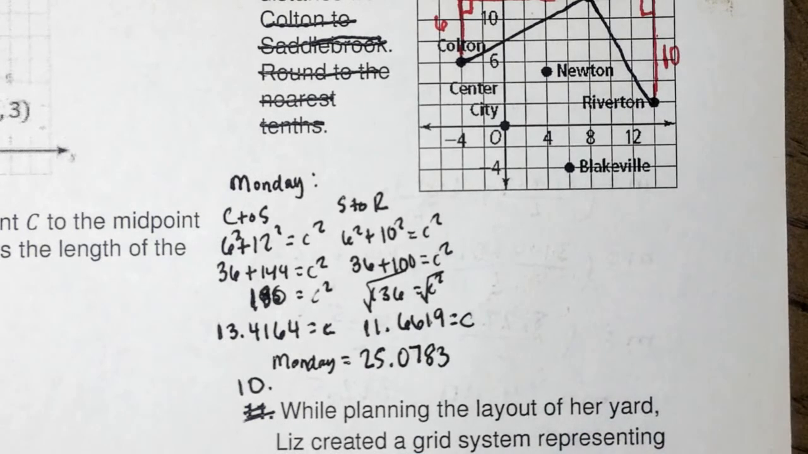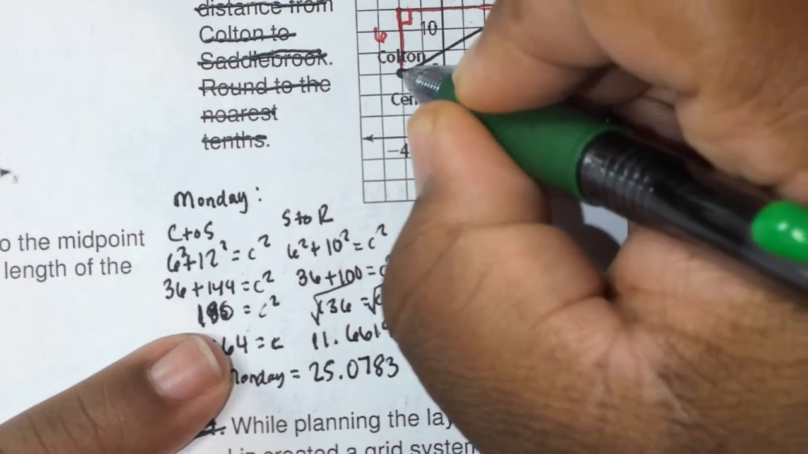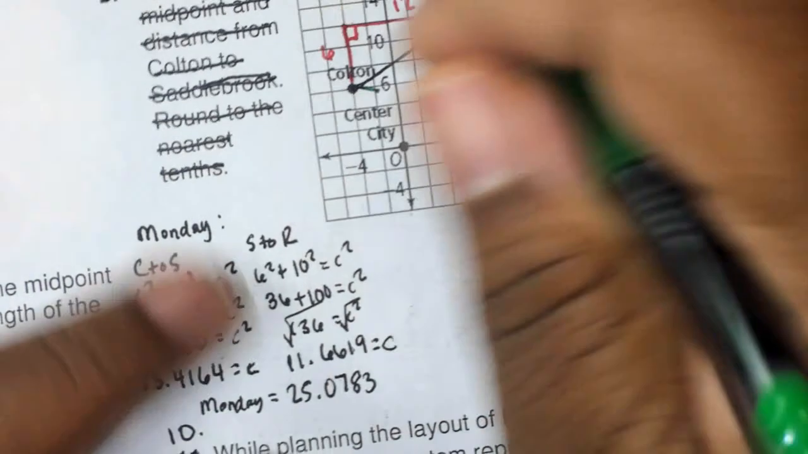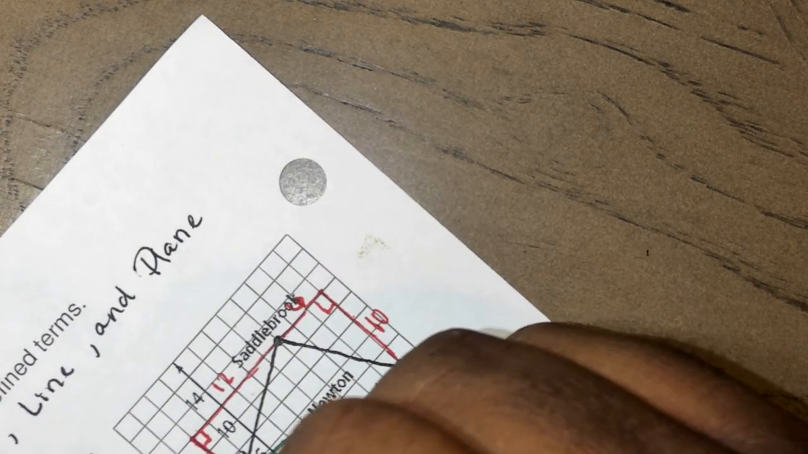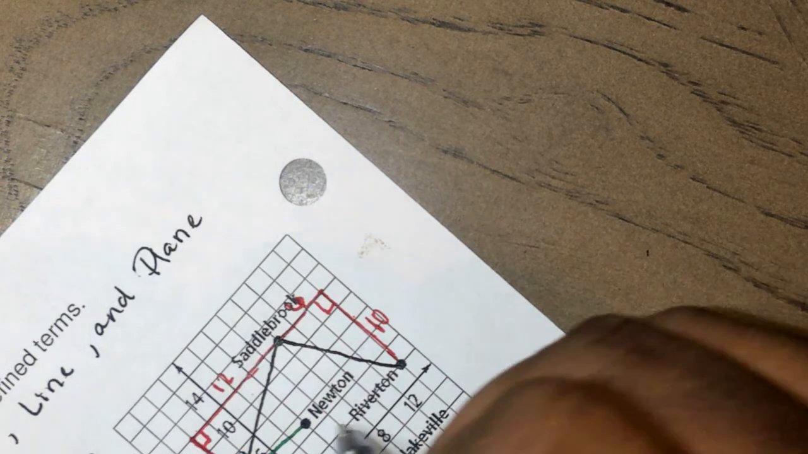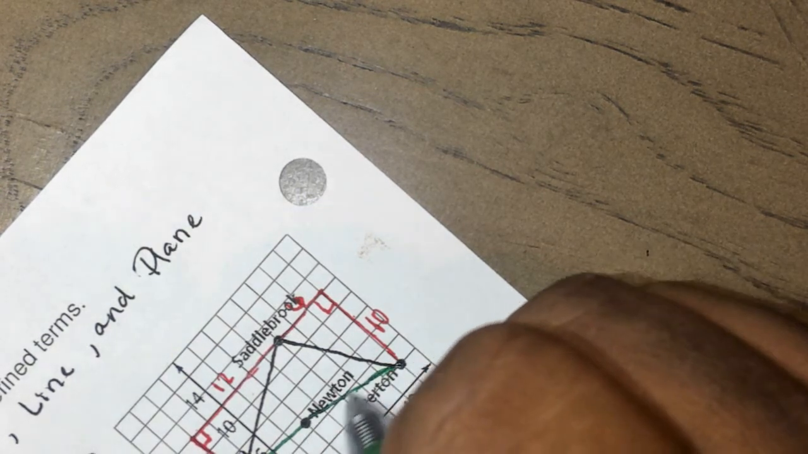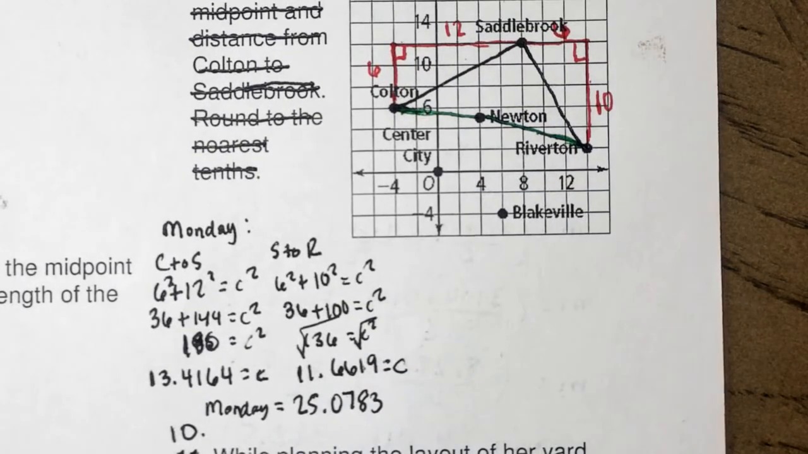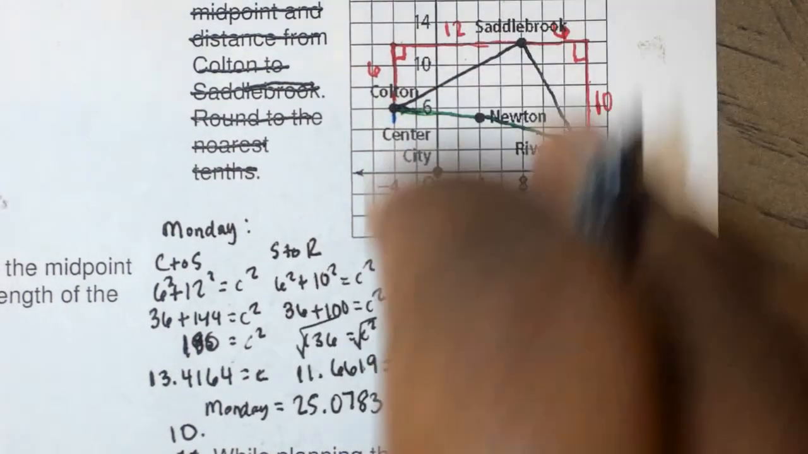I'm going to do Tuesday in another color, just to help y'all out. So Tuesday he went from Colton to Newton, a much shorter trip. Let me just draw my lines first, I'll come back. He went Colton to Newton, and then from Newton to Riverton. Those are my lines in green there. I'm going to do my triangles. I'll do them in blue. So I need a right triangle. This first right triangle is going to be pretty small.